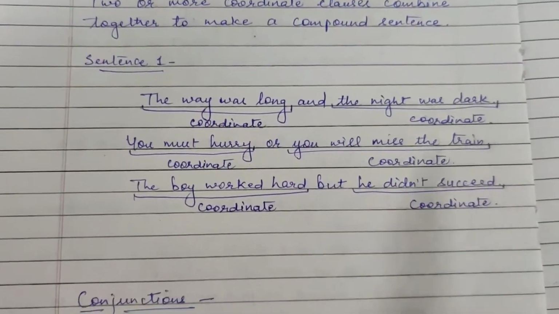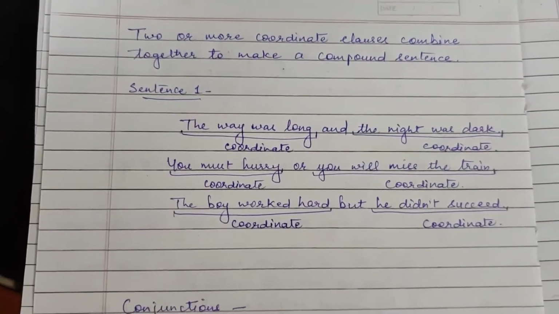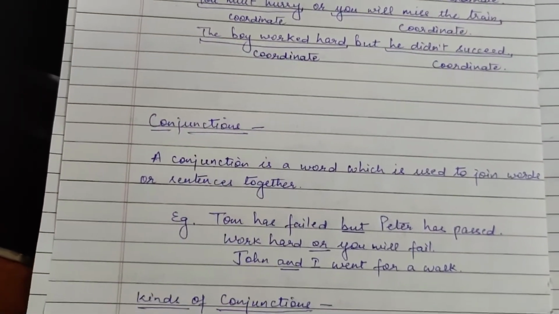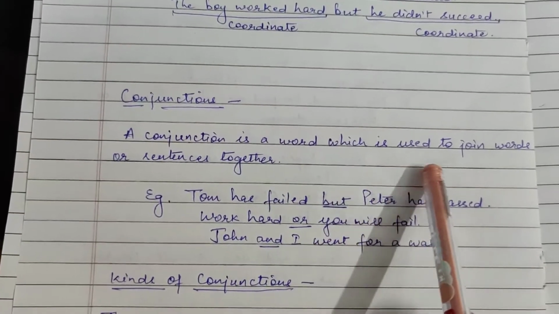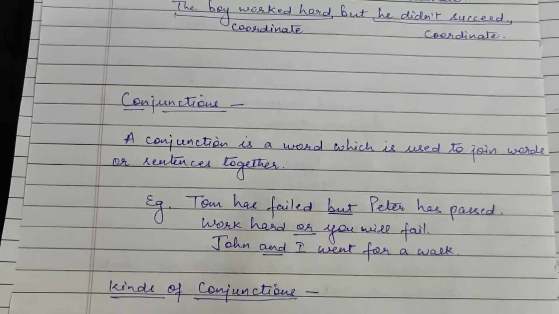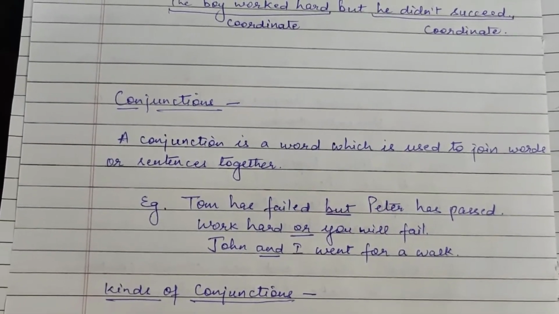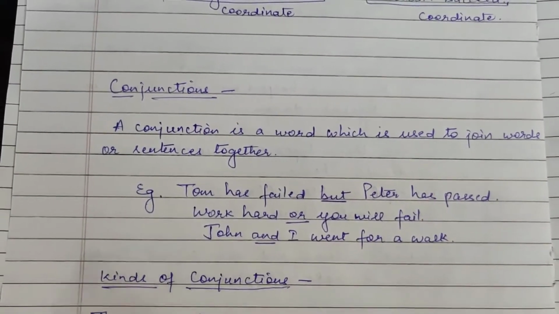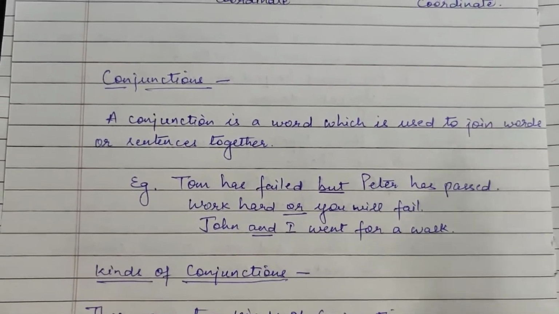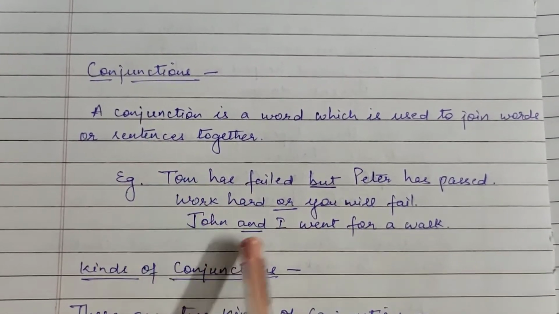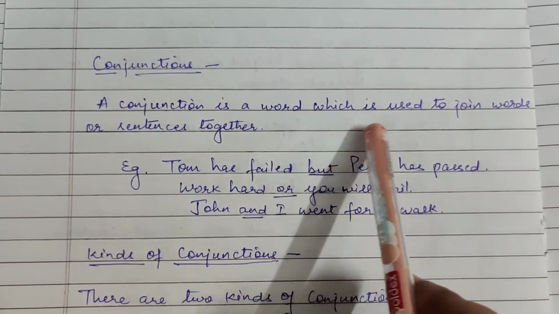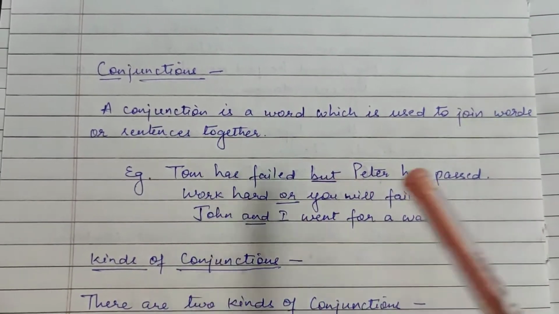Okay. Now when we are going through sentences, we can also study a little bit about conjunctions. We all know that a conjunction is a word which is used to join words or sentences together. I will not go into too much detail on conjunctions because this chapter is not related to them, but because we are using conjunctions to make compound and complex sentences, we'll go through it. A conjunction is a word which is used to join words or sentences together.